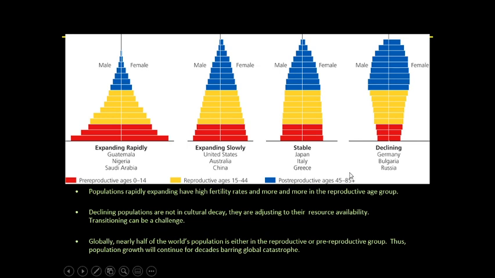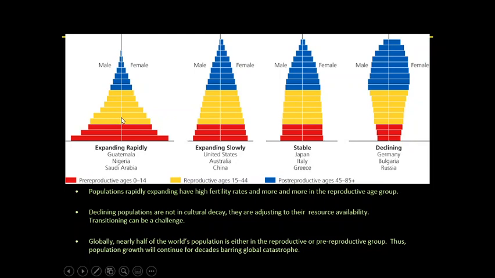What we're looking at here are countries grouped by how rapidly their populations are changing, either expanding or contracting. Each of these bars that go left and right represents an age group. So these three red ones here represent the pre-reproductive years. So we're looking at ages 0 through 5, 5 through 10, and 10 to 15, for example.